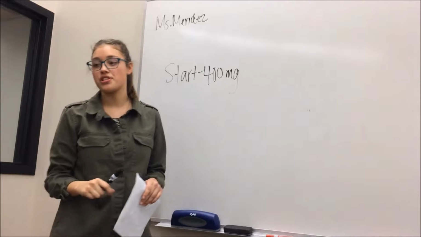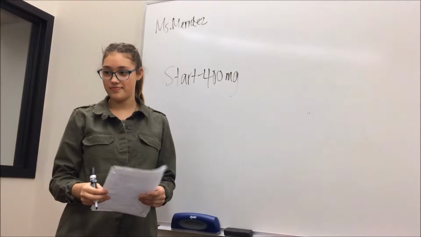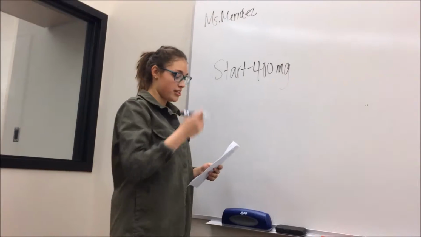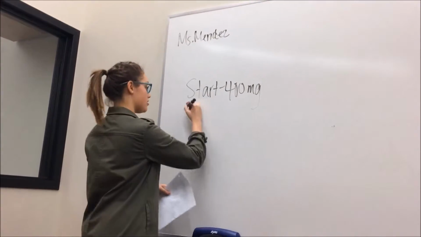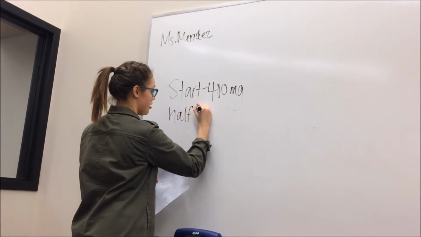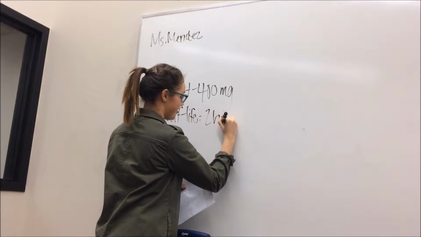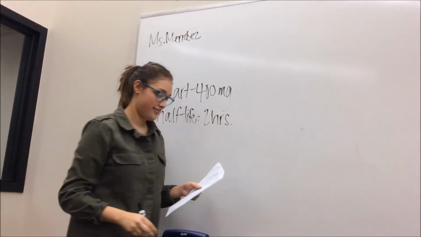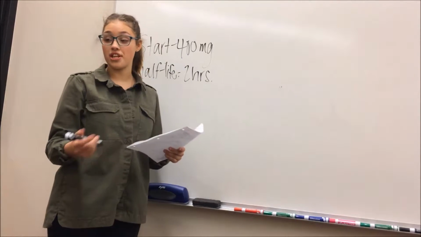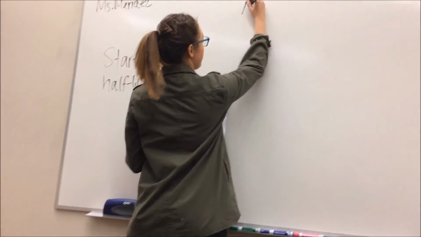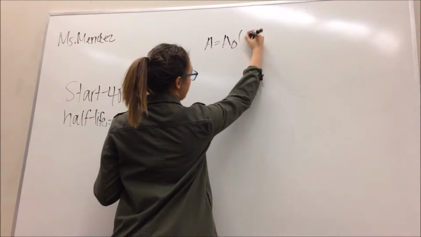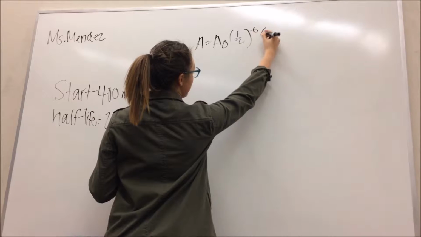And how long does it usually take for it to kick in? It takes about 2 hours. So your half-life would be 2 hours. So then you're going to plug it into the formula. Remember, A equals A sub 0, 1/2 to the T over H.